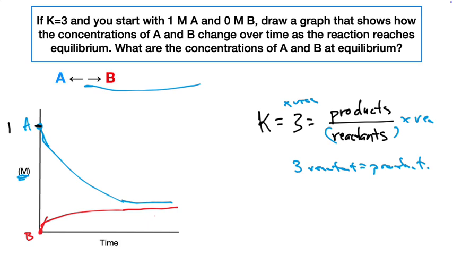So at equilibrium, if I said this was my reactant concentration, so here we are, a flat line. That flat line is my equilibrium. It's no longer changing concentration. Where should my product concentration be?